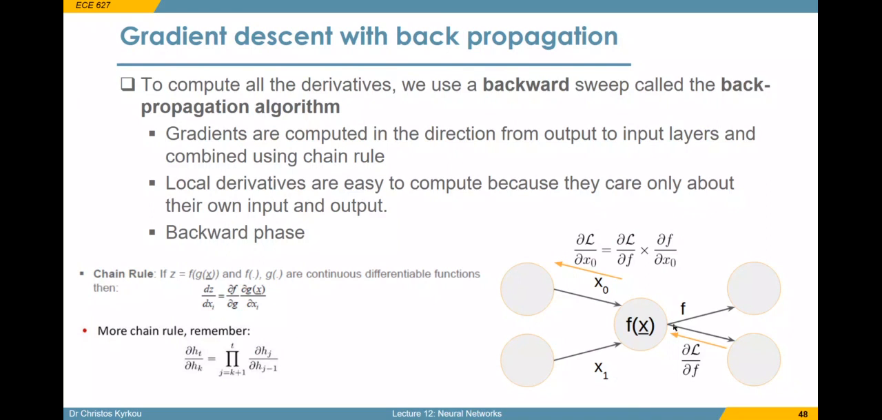As you can see here in the diagram, the derivative of this node with respect to the loss function can be decomposed into the incoming derivative and the local derivative at this node with respect to its inputs. So it makes it really easy for us to compute derivatives in a neural network.